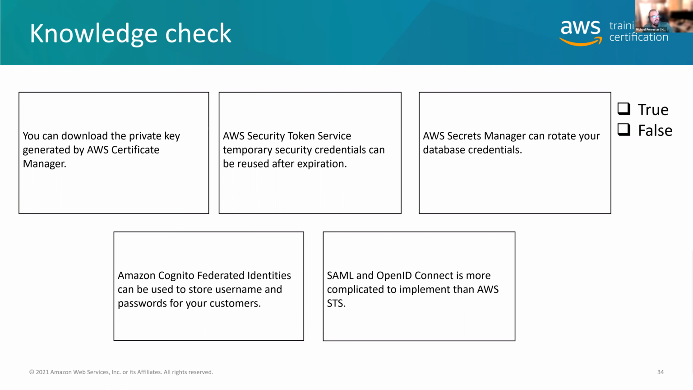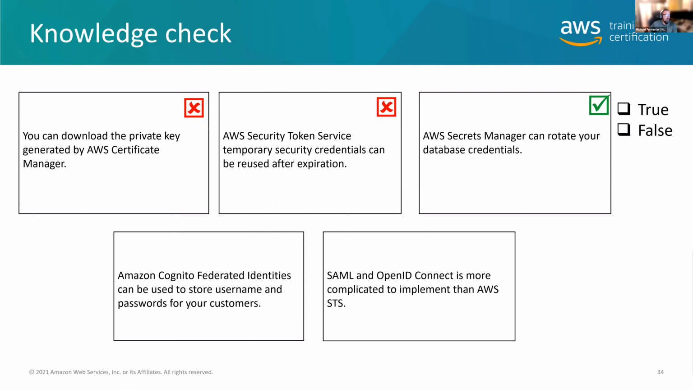The AWS Security Token Service temporary security credentials can be reused after expiration. Is that true? Can you reuse expired credentials? No, you cannot. Third one: AWS Secrets Manager can rotate your database credentials. That's true. That's one of the great benefits of Secrets Manager, that it can rotate your credentials.